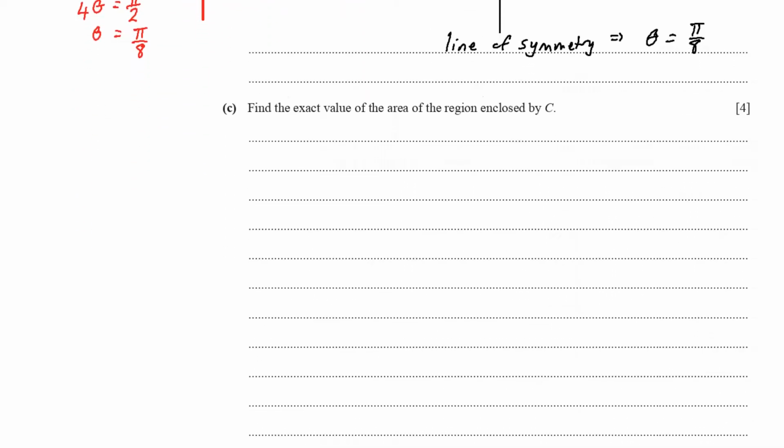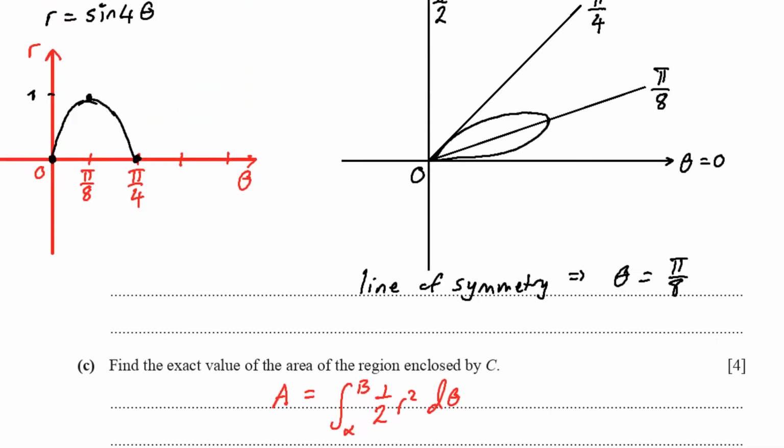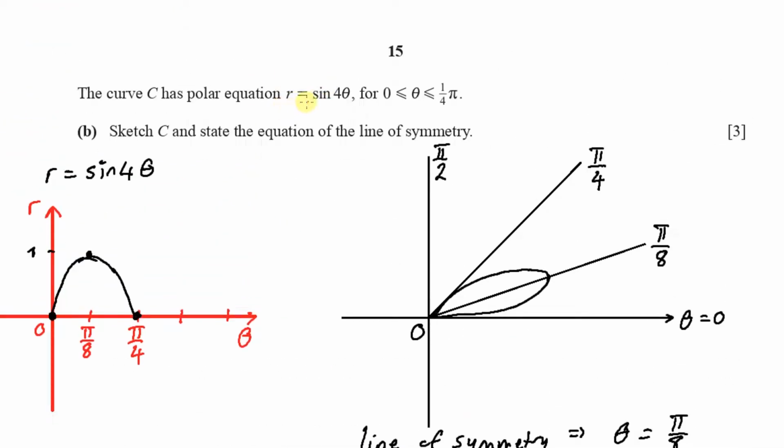Let's go to part C. Find the exact value of the area of the region enclosed by C. Now, in order for us to find the enclosed area, we know that we use the formula area is equal to the integral from alpha to beta of half r squared d theta. So this is the formula that we're going to use here. And the equation is r is equal to sine 4 theta, and the limits are 0 and a quarter pi.